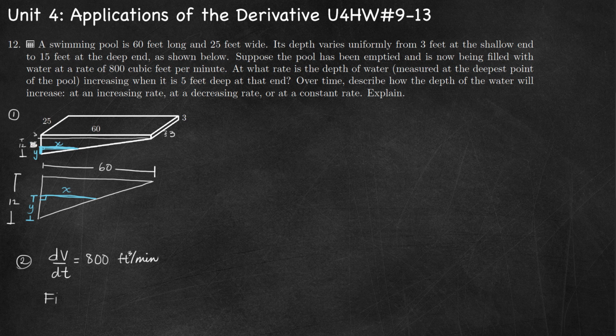We are trying to find the rate that the depth of the water is increasing when it's 5 feet deep at that end. So we want to find dy/dt when y equals 5. So now I can see the variables that I'm trying to relate are volume, V, and that depth of the water, y. So I need to come up with an equation that involves V and y. Well, let's find the volume of the water.